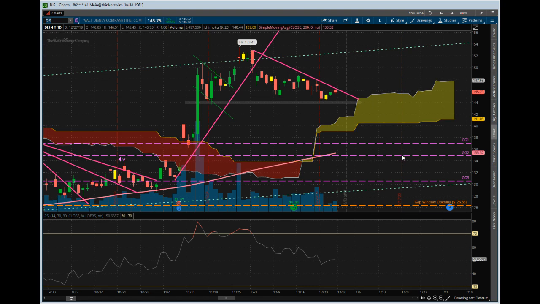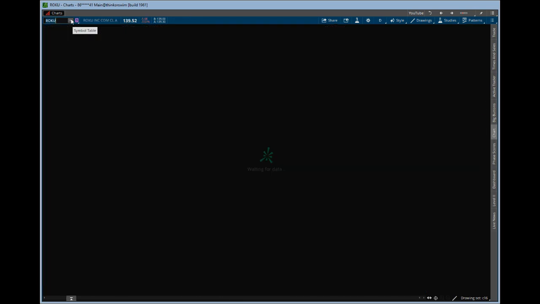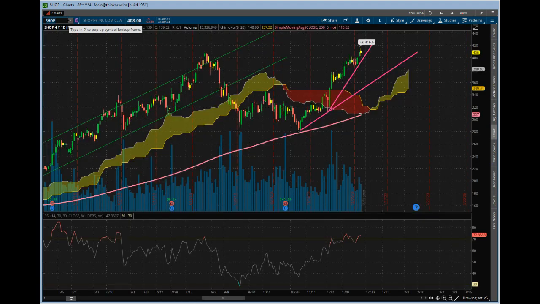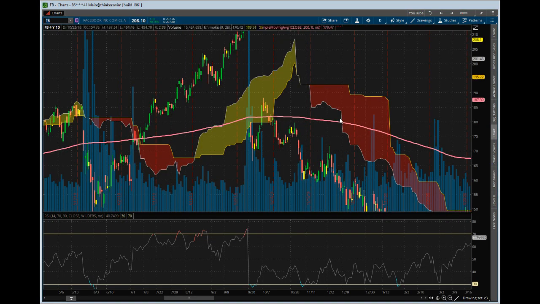Good stuff. Manesh, what's going on? Roku, Shop, and Facebook. Yeah, we just reviewed those, but we'll take another look at it. So Roku is hanging out in this triangle right here. We'll see if it gets any follow through to the downside, but it may hold it as support. Shop, of course, again holding the upper trend line here, and then Facebook.